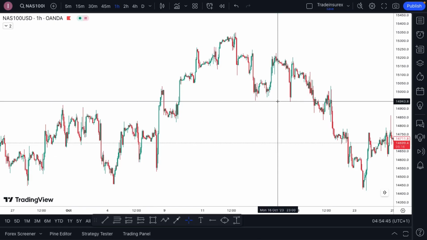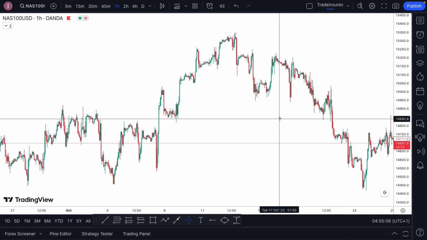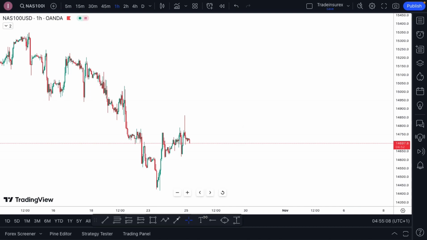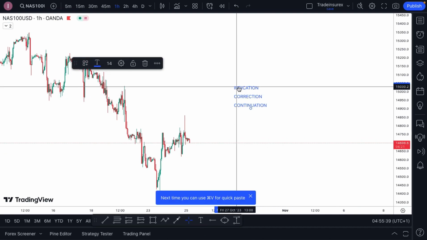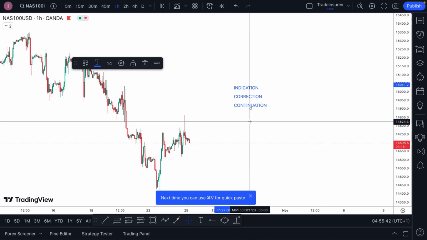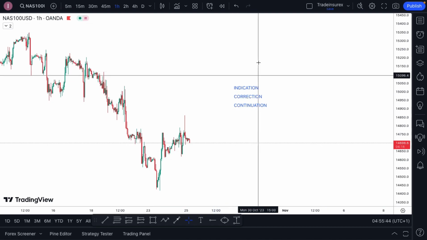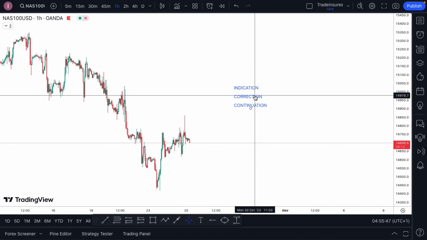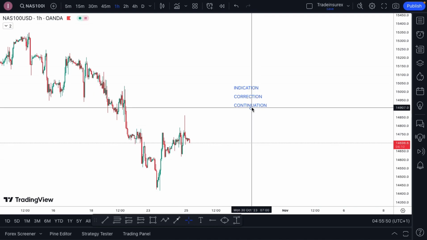The strategy is called ICC, which stands for indication, correction, and then continuation, right? For me personally, it is the best strategy to trade the Nasdaq because that's what I trade mostly. I'm going to be showing you guys exactly how I approach the market using this strategy. So what this strategy basically means is, let me just write it down here: indication, correction, and continuation, which is ICC. So you don't trade the indication, you don't trade the correction. What you trade is the continuation, right?